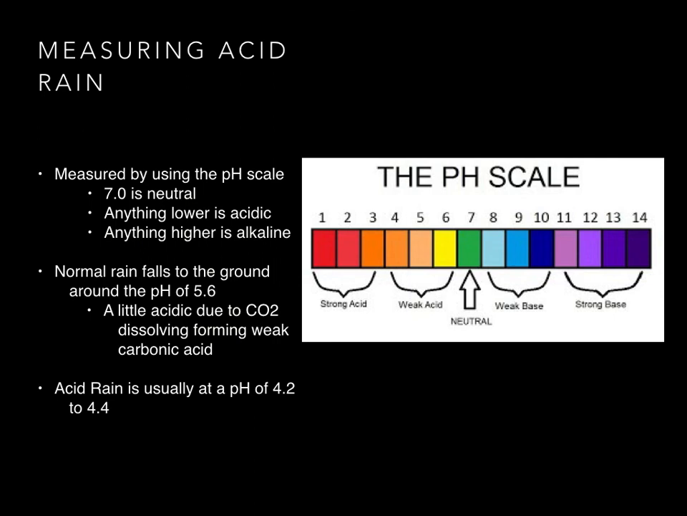Measuring acid rain. To measure acid rain, you use the pH scale. On the pH scale, 7.0 is neutral, as identified in the green in the photo, and anything lower, from 6 to 1, is considered acidic, and anything higher, from 8 to 14, is alkaline. And you can see how the colors are represented. Normal rain falls to the ground at a pH of around 5.6. It's a little acidic due to the CO2 dissolving in it, forming a weak carbonic acid. Acid rain, on the other hand, usually falls at a pH of 4.2 to 4.4.